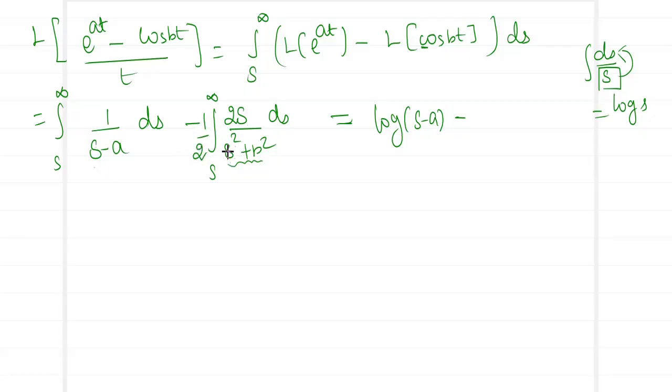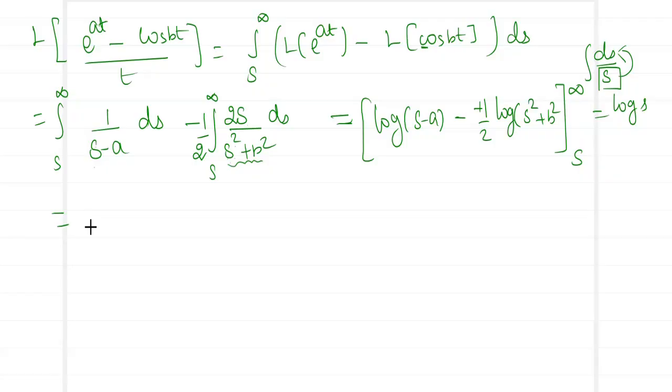So now what happens over here? I have this as minus 1 by 2. The minus sign is already there. 1 by 2 times the log of the differentiation of the denominator in the numerator. So I can write it as log of s square plus b square. For the whole thing, I'll have to apply the limit from s to infinity.